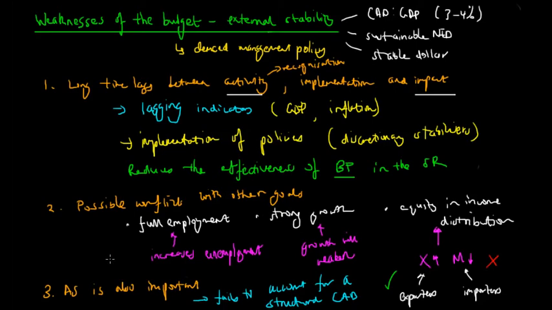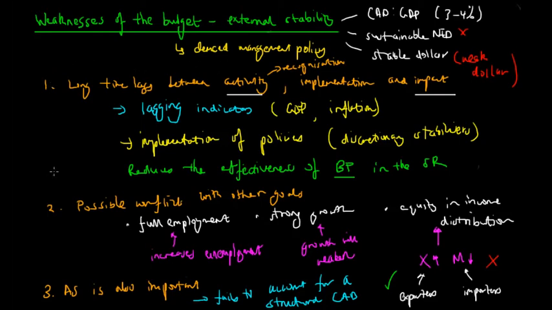So our CAD will worsen, and therefore when our CAD worsens, the net foreign debt accumulated throughout the years would also increase, and that would contribute to a weak dollar. So our international purchasing power, or our real exchange rate, would actually deteriorate. So they're the weaknesses of the budget as purely a demand management policy in achieving this goal of external stability.